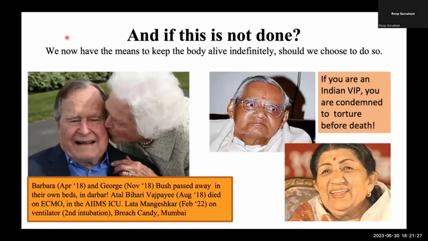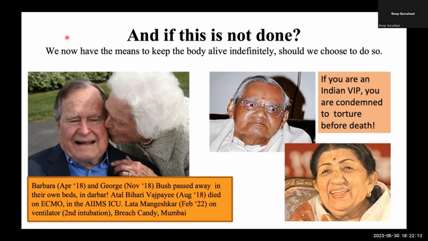What if this is not done? What if we just go by default and let decisions be taken by default? Well, remember that we now have the means to keep the body alive indefinitely should we choose to do so. In 2018, 3 nonagenarians, meaning people in their 90s, and then in 22, a fourth passed away. Of the people who died in 2018, Barbara and George Bush passed away in their own beds. And you will see photographs of them literally lying in durbar with dogs, cats, children, grandchildren, friends, everybody around them, and they are smiling.